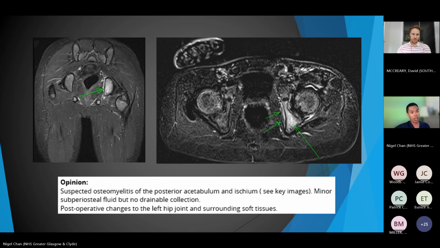So again, it's pretty good at picking up effusions if you're worried about a septic joint. It's very unusual to have a septic joint without an effusion. Not to say that it couldn't progress, but at that point, I was pretty sure that he didn't have a septic joint. And at least in this case, I was right.